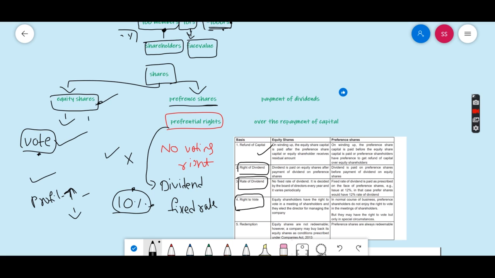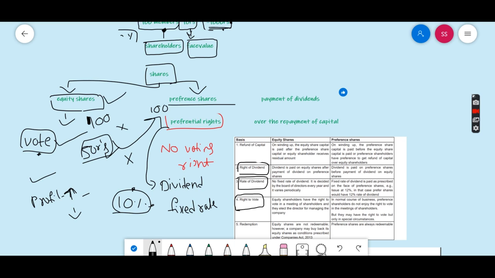Let's just say equity shareholder contributed 100 rupees. The preference shareholder also contributed 100 rupees. But company has only 50 rupees to distribute. Then this 50 rupees will be given to only the preference shareholders. If there is nothing left, then equity shareholder has to bear the loss because he is the owner, right?